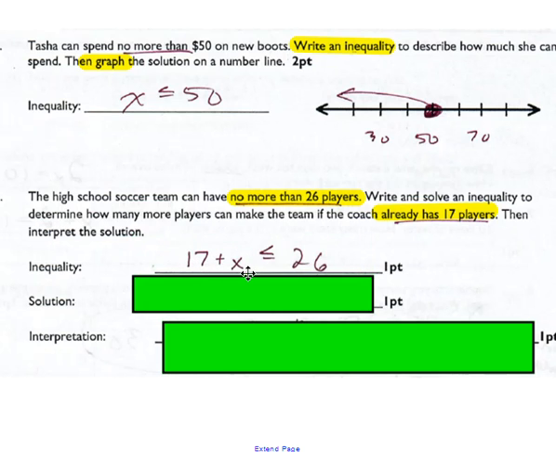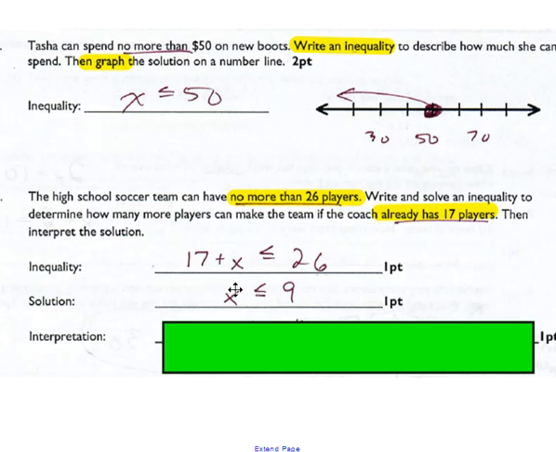They can add a few more to their team, but whatever they add needs to make sure that we are still less than or equal to 26 because of that statement right there. They can have no more than 26. So this is our inequality. If we solve that by getting rid of the plus 17, we end up with this. Okay, this tells us really they can add up to 9 more players.